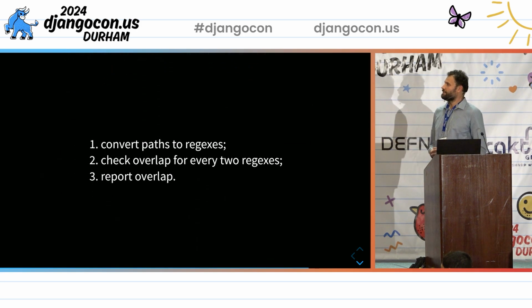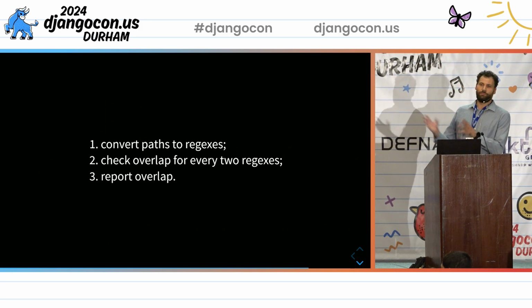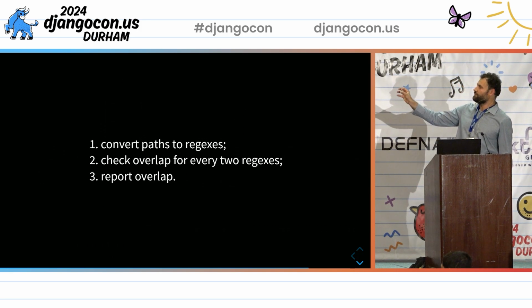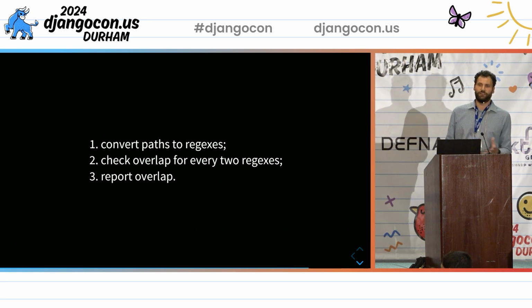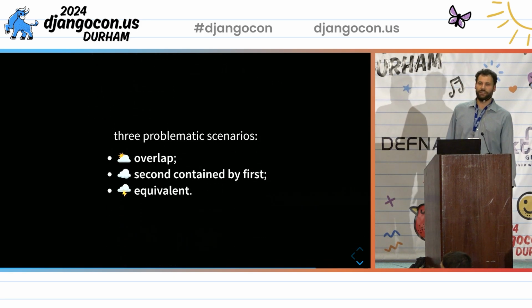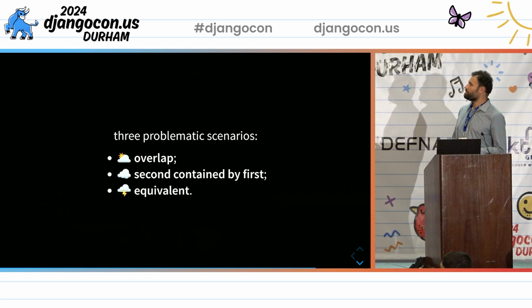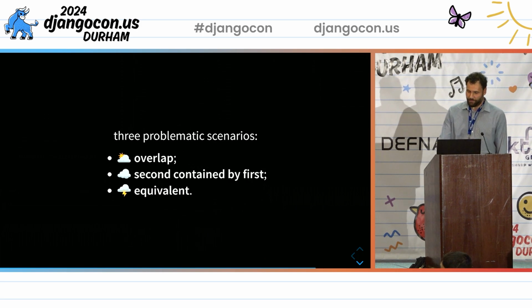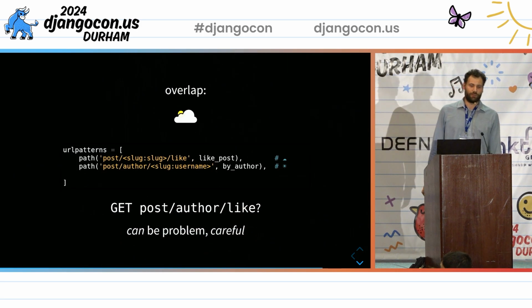So how can we let this work? We first convert all the pods that we have registered to regexes. We then check the overlap for every two regexes, and then of course we report potential overlaps. And essentially we can detect three problems with overlap, in order of severity. So simple overlap is typically not that much of a problem.